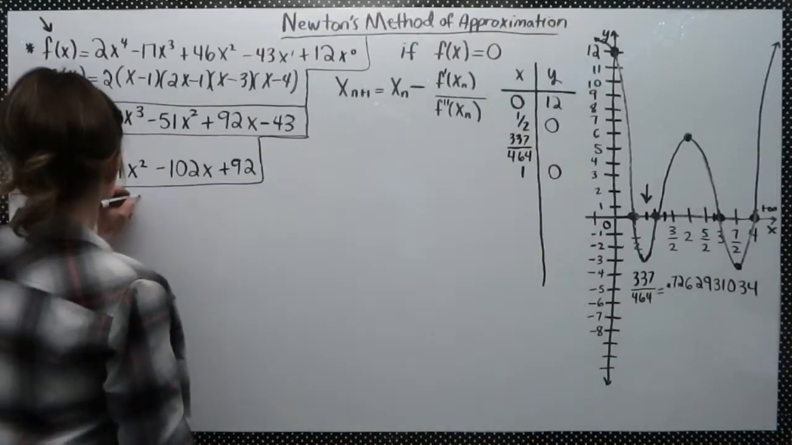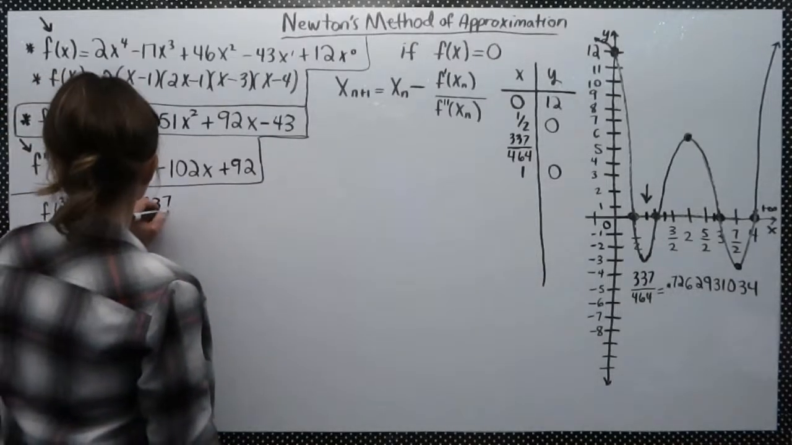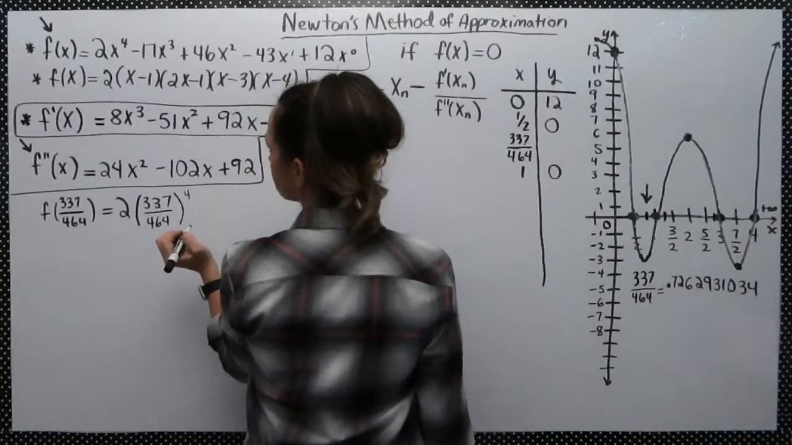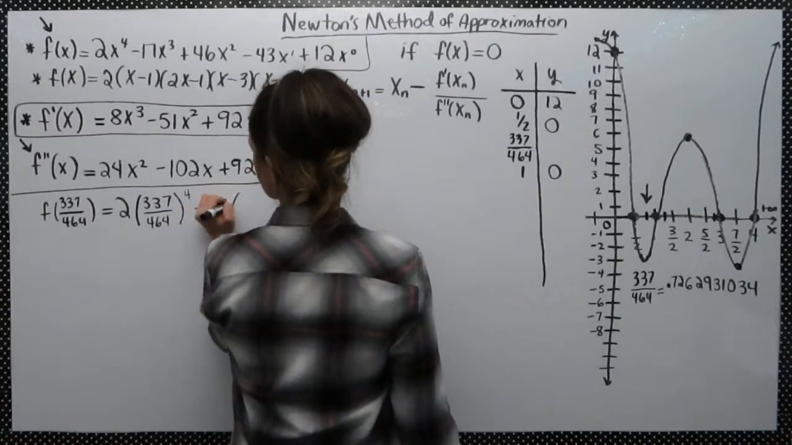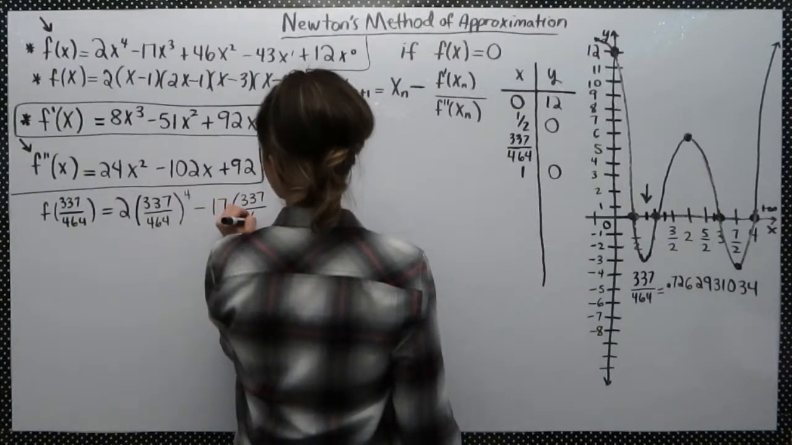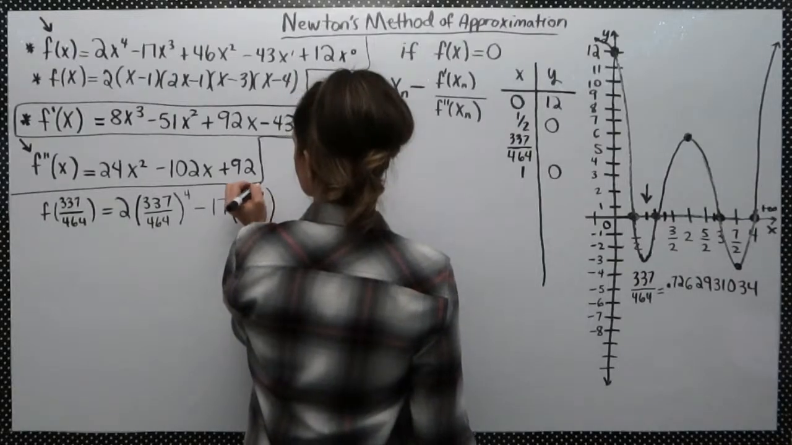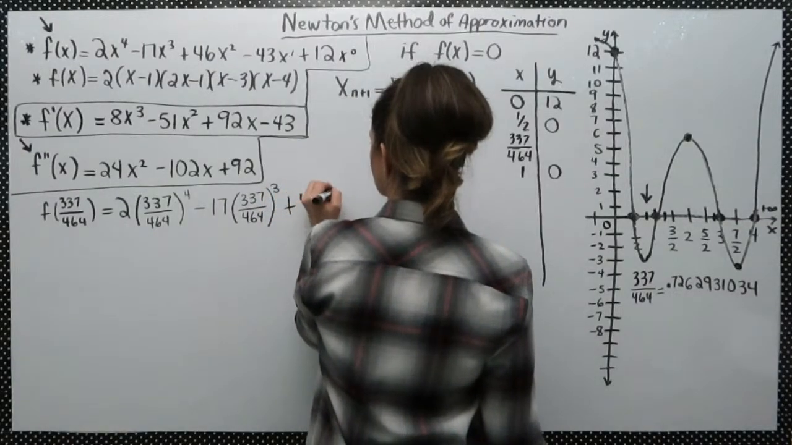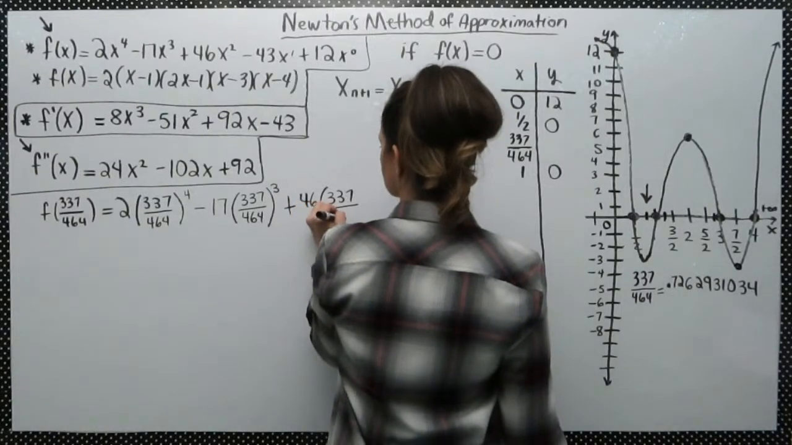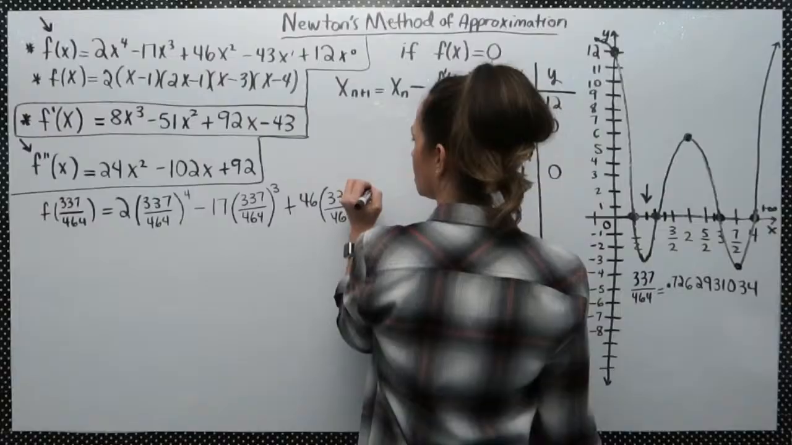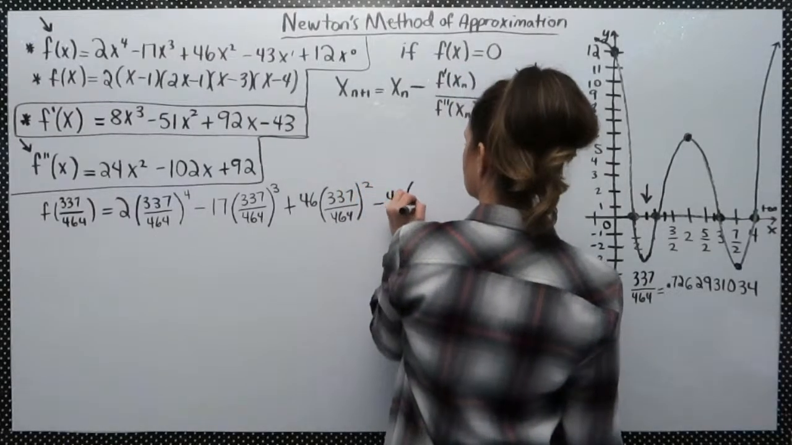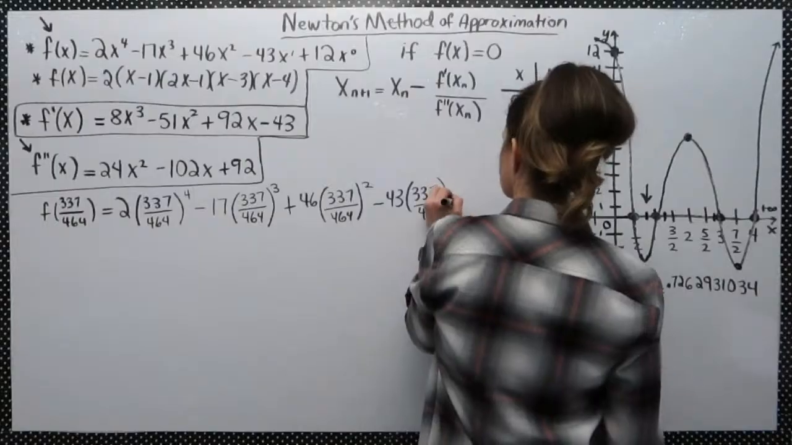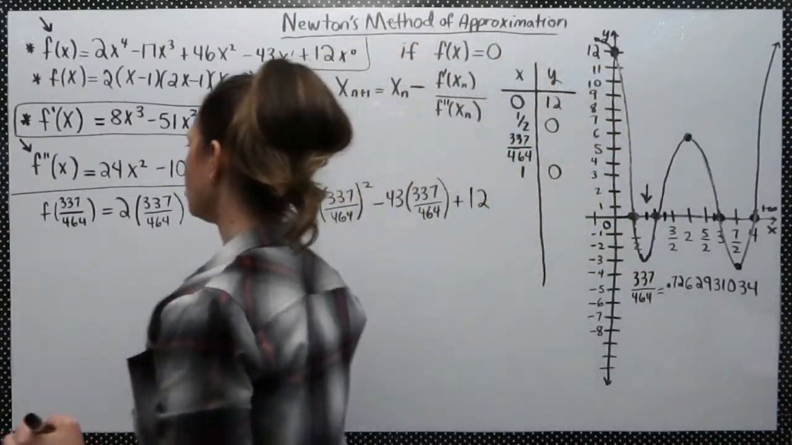So let's see. 2 times 337, and I'll write this way, see if that's better, 464 to the 4th, minus 17 times 337 over 464 x cubed, plus 46 times 337 over 464 x squared, minus 43 times 337 over 464, plus 12. And thank goodness I don't have to write that fraction again.